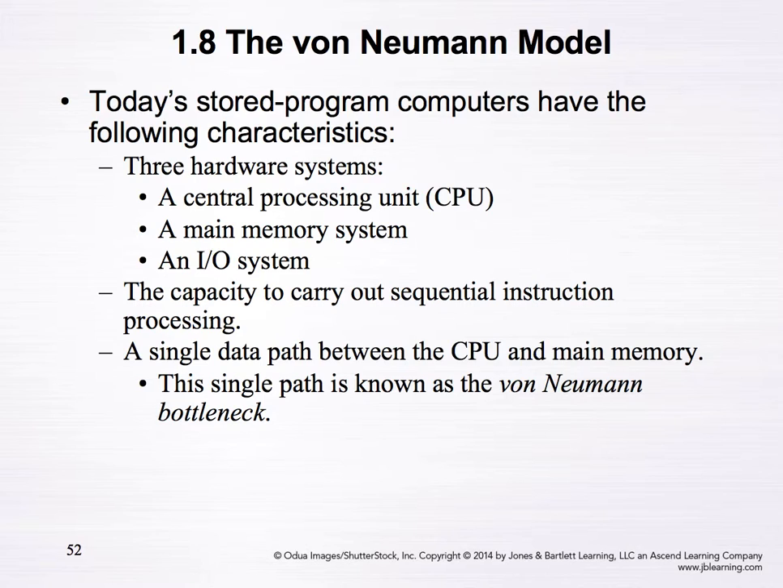The last characteristic is a single data path between the CPU and the main memory. Basically the single path is known as the von Neumann bottleneck, but the modern model allows you to have multiple paths, so that can limit the bottleneck effect and also improve the performance of the system.